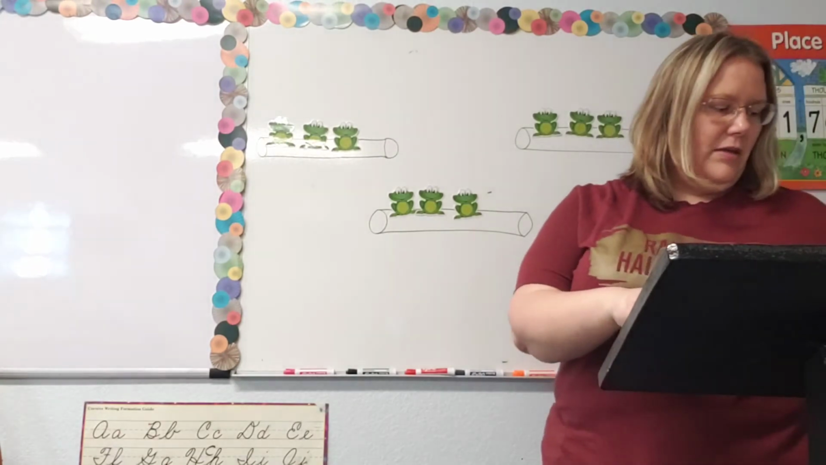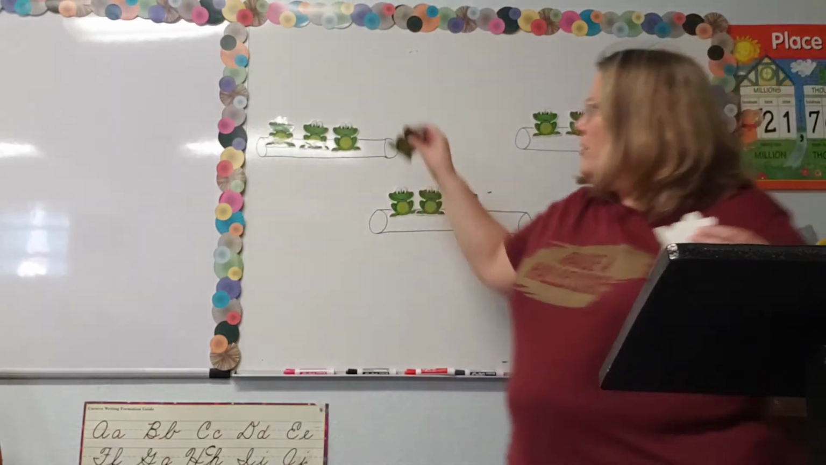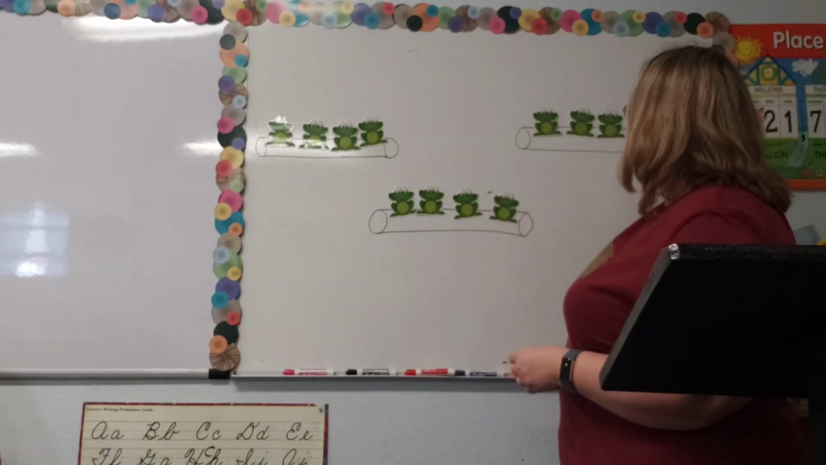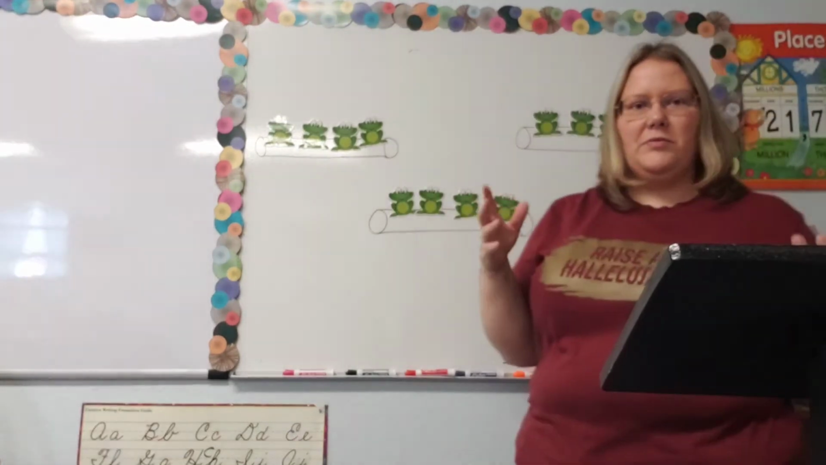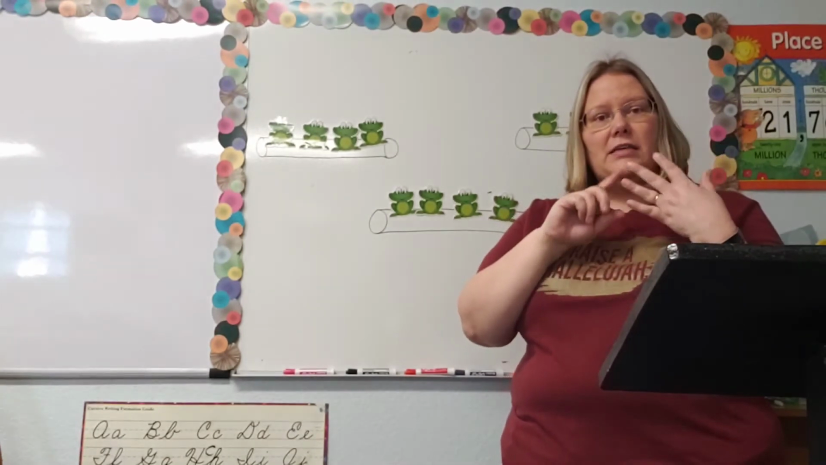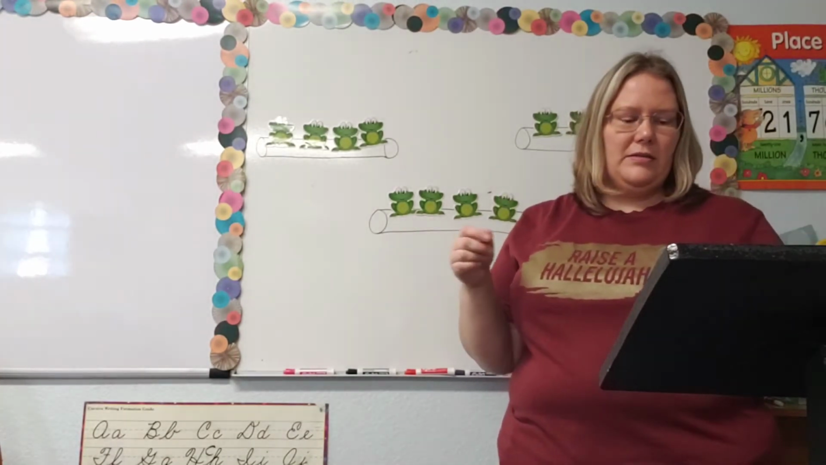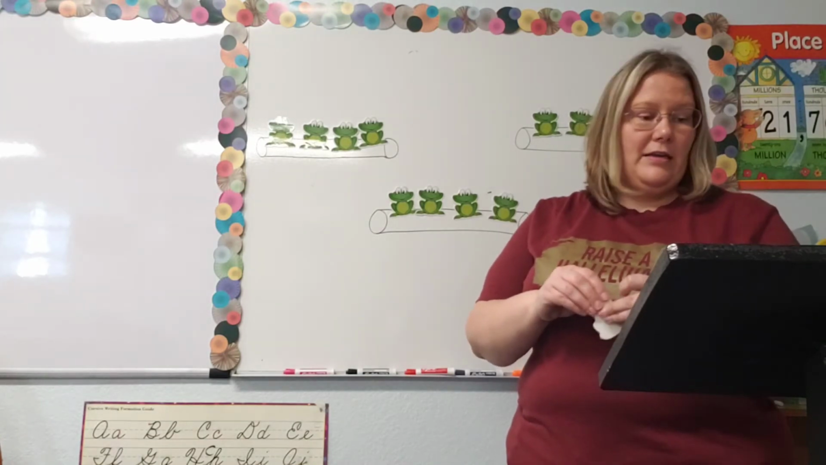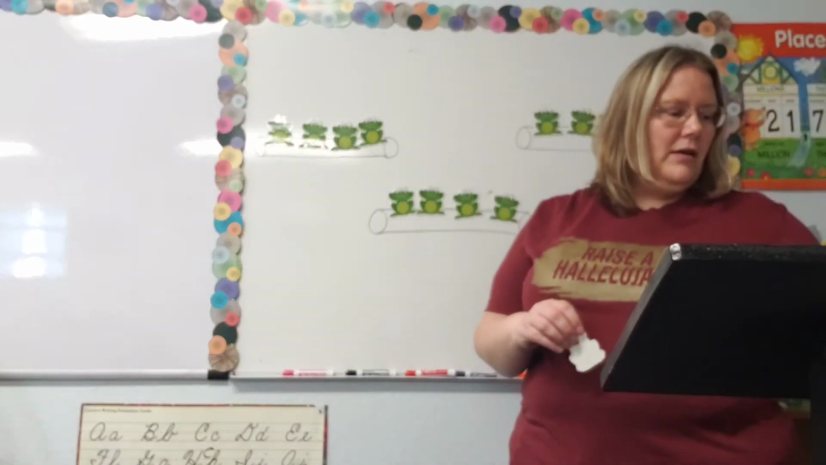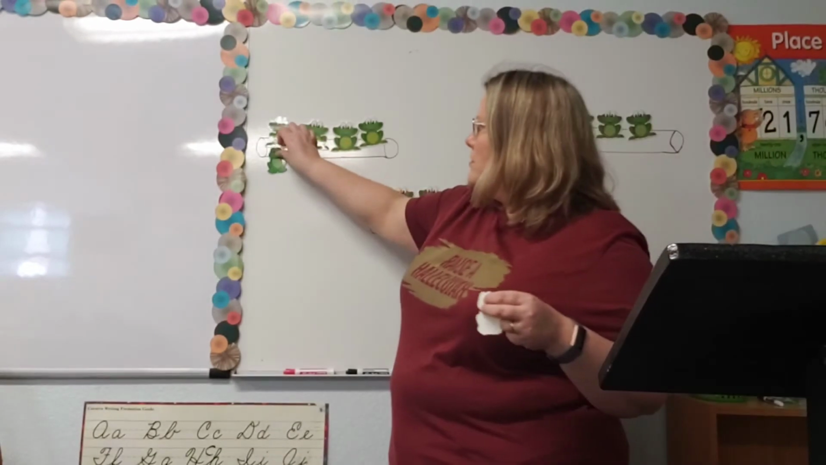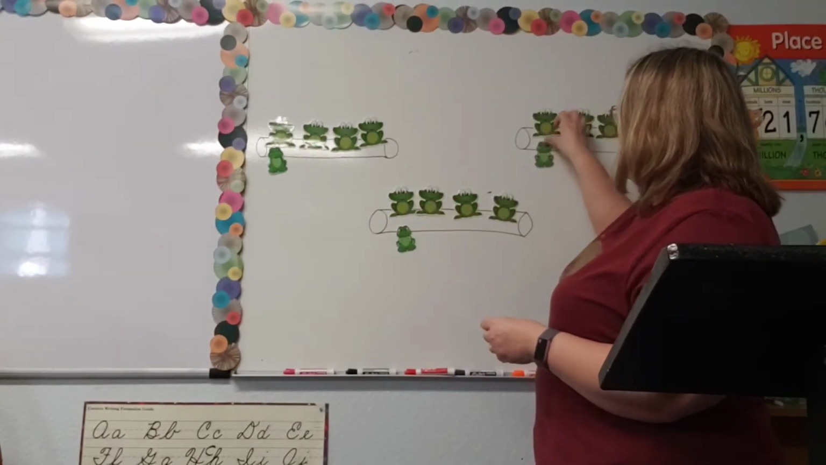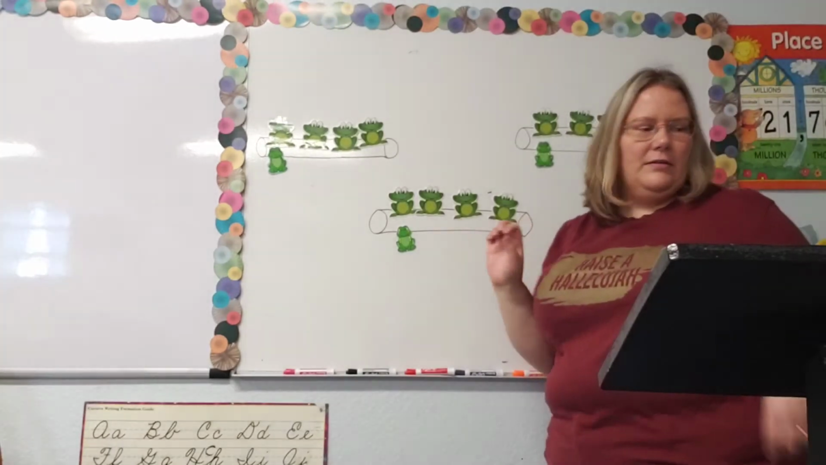Okay, then we have 4. We got 3 logs, 4 frogs. So 3 times 4 is going to be 12. So far we went 3, 6, 9, 12. We're counting by 3s. Okay, I got some different frogs I'm going to add in here too. All right, so now we have 5. So 3 times 5 is going to be 15.